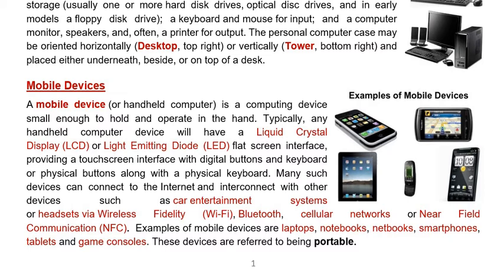Many such devices can connect to the internet and interconnect with other devices, such as car entertainment systems or headsets via wireless fidelity, Wi-Fi, Bluetooth, cellular networks, or near-field communications. Examples of mobile devices are laptops, notebooks, netbooks, smartphones, tablets, and game consoles. These devices are referred to as being portable.